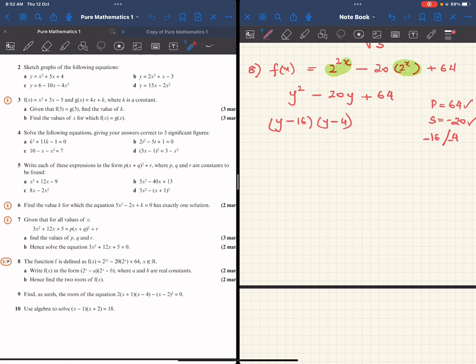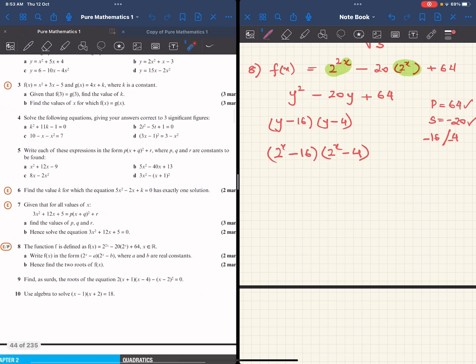And now we rewrite our answer, because originally we had no y in the question. So we resubstitute y for 2 to the power of x. So we write here 2 to the power of x minus 16 and 2 to the power of x minus 4. And we answered part A.